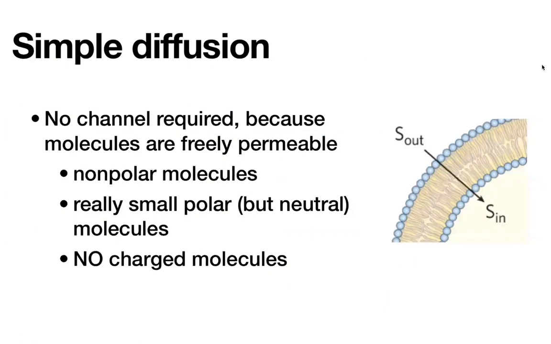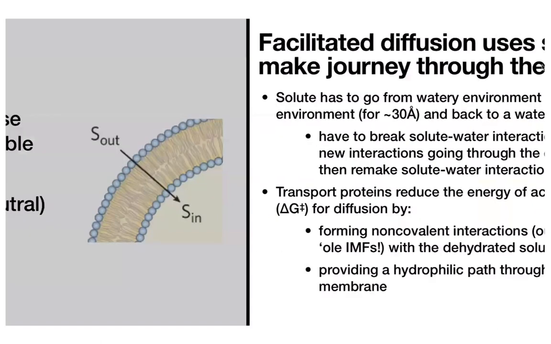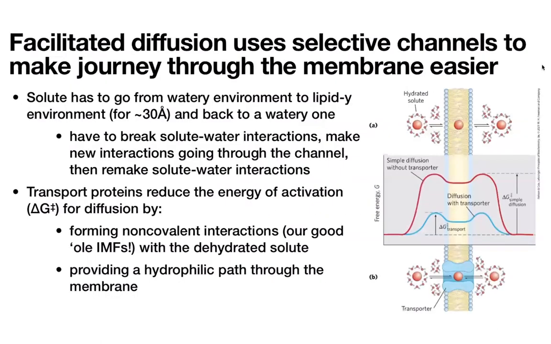So our simple diffusion, remember here, we don't have any channel required because the molecules are freely permeable. So this can be really small polar molecules, like water, or it can be non-polar molecules, but not our charged molecules. For charged molecules, for things that are bigger, things that are more polar, we're going to need facilitated diffusion, which is going to use selective channels to make the journey through the membrane easier.